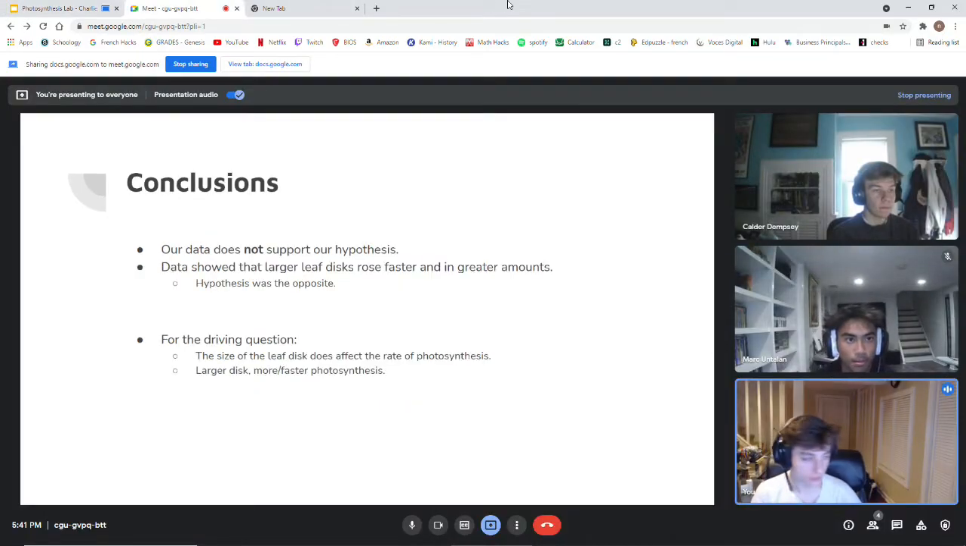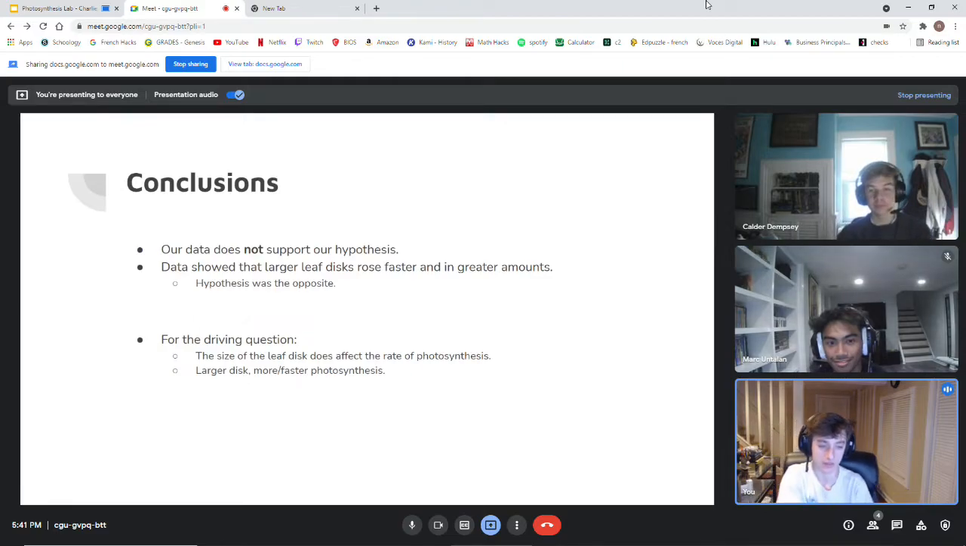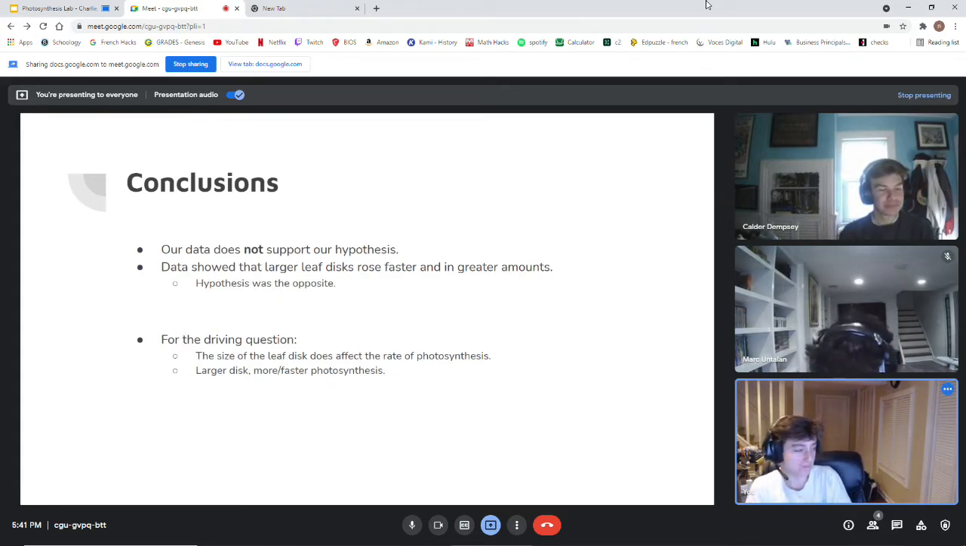And finally, for the conclusion, our data does not support our hypothesis. This is because we believed that the larger leaf disc would be the slowest to rise and have the least number risen at the end. Our data showed the opposite of this. The data showed that the large leaf discs had the fastest rate and the most at the end.